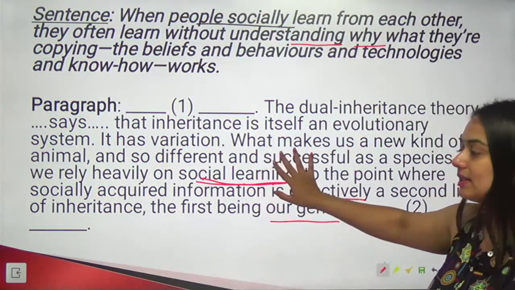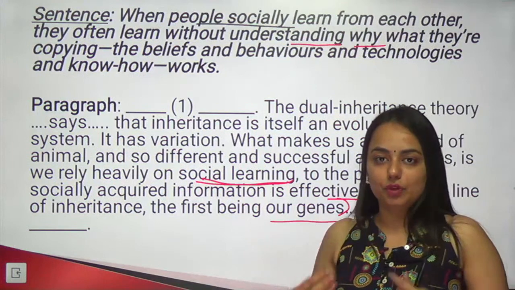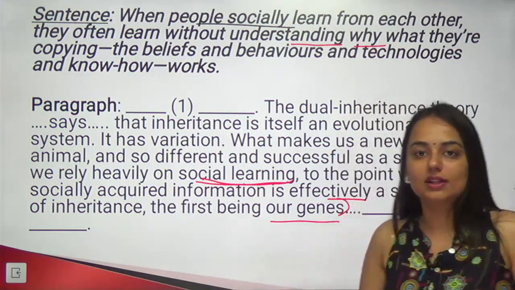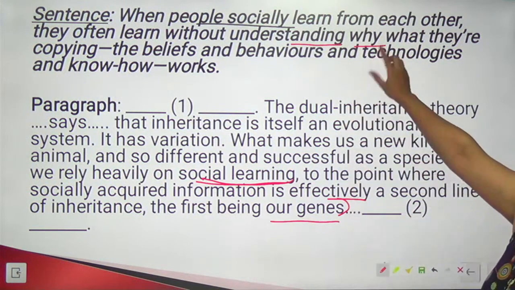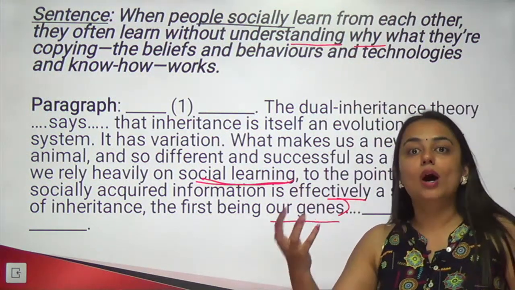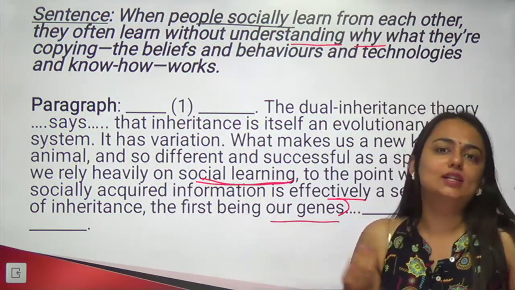Moreover, two aspects are discussed here, that we human beings, we imitate or inherit through genes also, and we acquire certain things that we imitate socially. So two aspects are given here, but in this one only one aspect is discussed, which is imitation or acquiring certain traits or habits or characteristics socially, learning things socially.